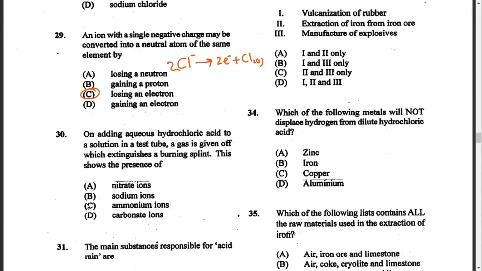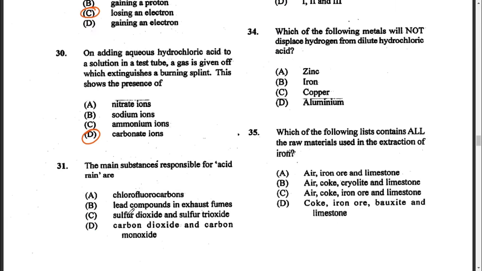If carbon dioxide is produced, it means that carbonate ions are present, which is D. Question 31. The main substances responsible for acid rain are sulfur dioxide and sulfur trioxide.